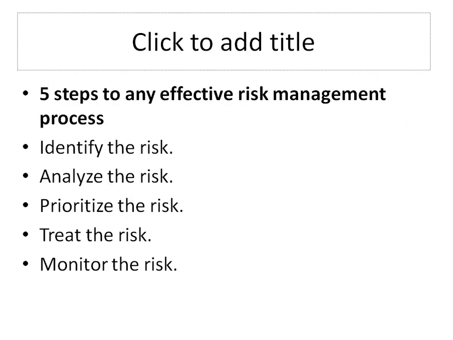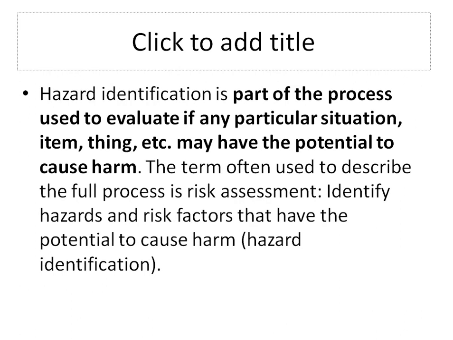Here are the 5 steps of an effective risk management process: identify the risk, analyze the risk, prioritize the risk, treat the risk, and monitor the risk. Risk identification is the part of the process used to evaluate any particular situation that has potential for harm. The term often describes the full process as a risk assessment.